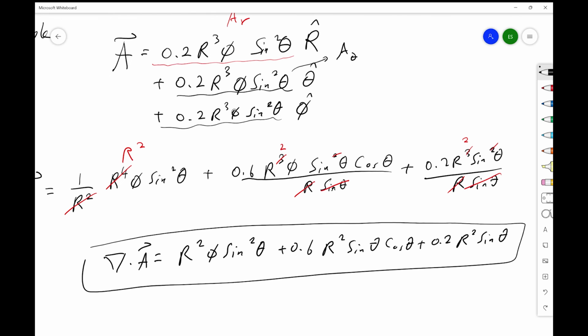And if someone gives you a specific point in space, let's say someone tells you at 2, 30 degrees, 90 degrees, you can plug everything in and find the divergence. In this case, the divergence of A is going to be 3.603.